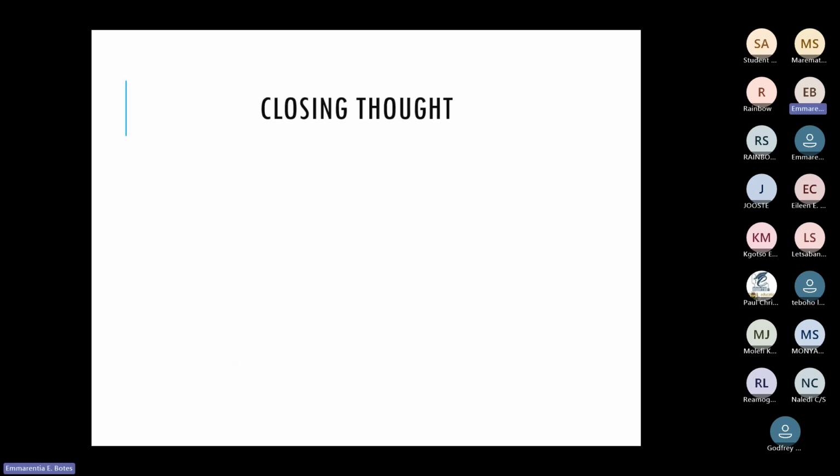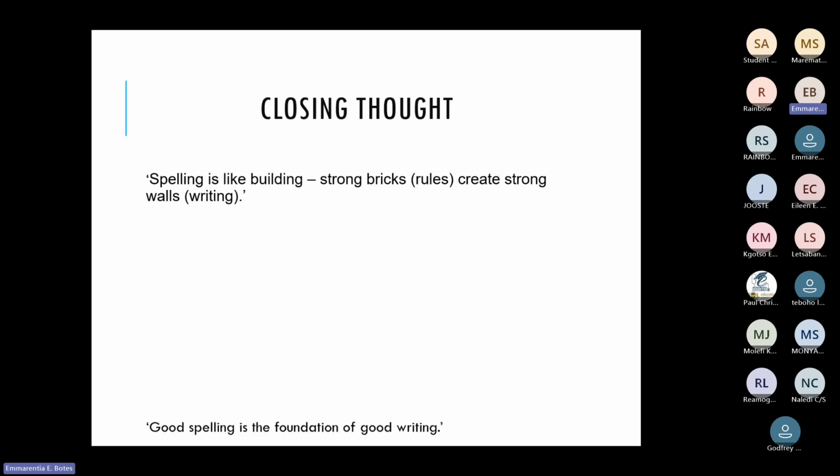Then our closing thought today. Spelling is like building strong bricks. So the rules are the bricks that create strong walls. That's the writing. So you use your spelling rules as bricks, and then you will create strong walls. That will be your writing. And always remember that good spelling is the foundation of good writing.